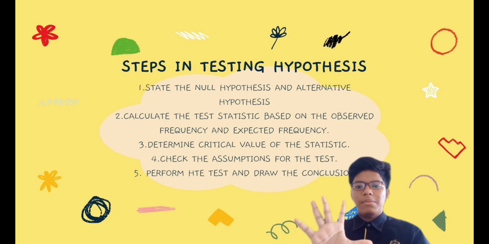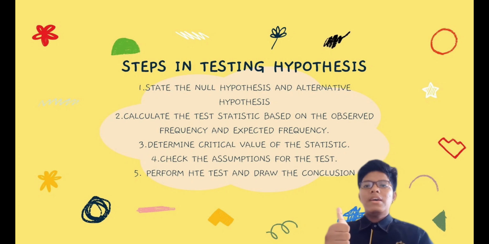There are 5 steps in testing a hypothesis. Firstly, state the null hypothesis and alternative hypothesis. Secondly, calculate the test statistic by generating the contingency table that has two variables. The calculation is based on observed frequency and expected frequency. Thirdly, determine the critical value of the statistic. Fourthly, check the assumptions for the test, and finally, perform the test and draw the conclusion.